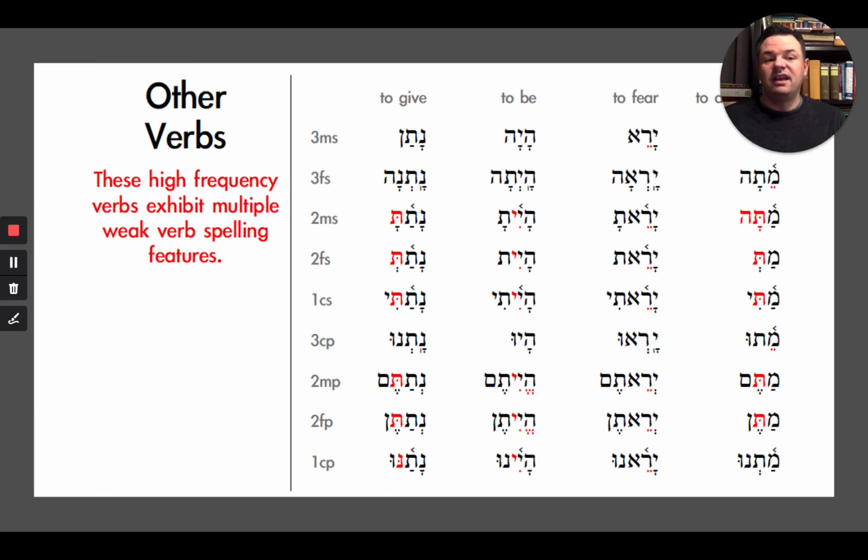Yara, you see it's like triply weak. It's got the yod, it's got the resh, it's got the aleph, but it doesn't change that much, right? You've got the tsere underneath the second radical, which is the big difference. But you're gonna kind of expect something like that with a third aleph verb, and so these are very common words: to give, to be, to fear. And then the one on the far right is the word mot or mawat, which is to die.